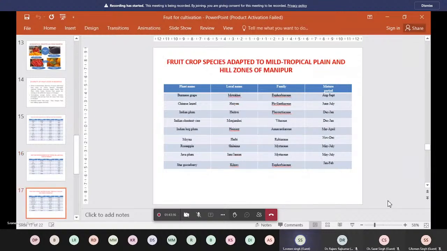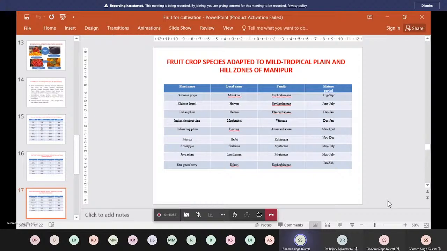Now I am going to share about some of the mild tropical plain to hill zone fruits. These fruits are found up to 400 meters above mean sea level in the plain and hill zone of Manipur, like Motokai, meaning Burmese grape, Haiyan, Haitroi, Mozang Hai, Haining, Thaibi, Silaima, Jam or Jamun or Kiori. These are some of the fruit crops found in the mild tropical plain to hill zone of Manipur.